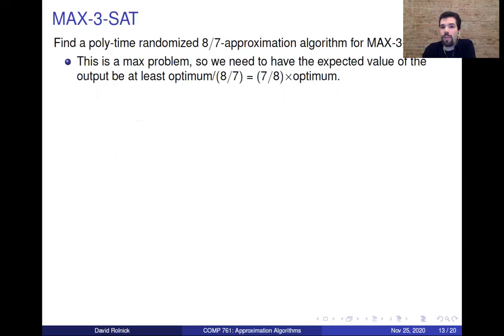So this is a max problem. So we need to have the expected value of the output be at least the optimum divided by our constant here, which is 8/7. Another way to think about it is we just need to get at least 7/8 of the optimum. If we got 8/8, we would have reached the optimum. If we got more than 8/8, we would have been exceeding the optimum, which is impossible. But we're trying to get almost to the optimum, so 7/8 of the value of the optimum.